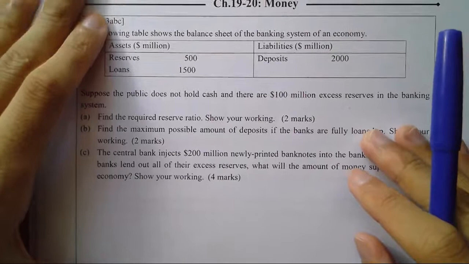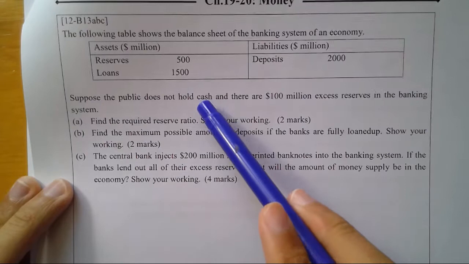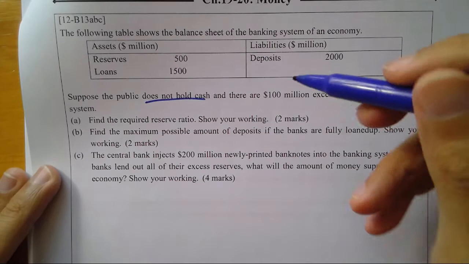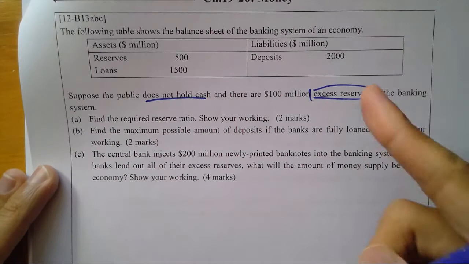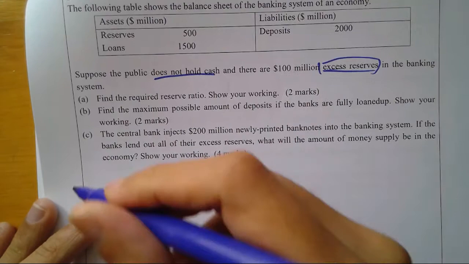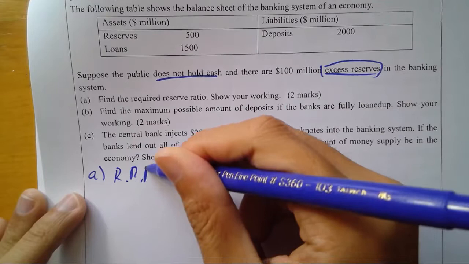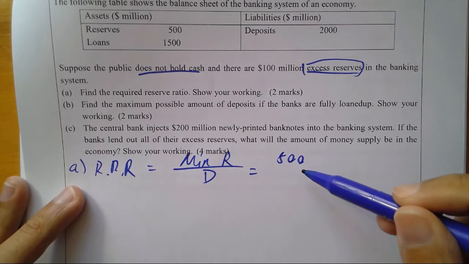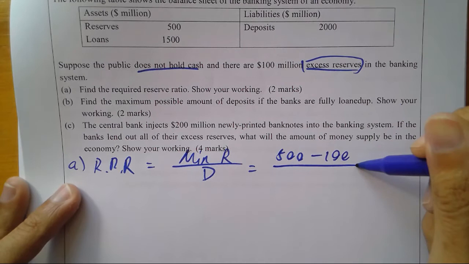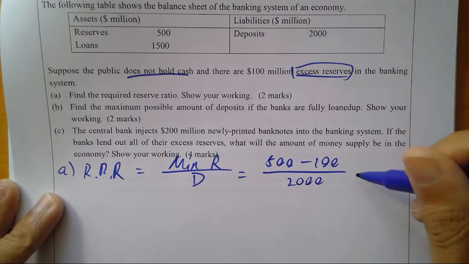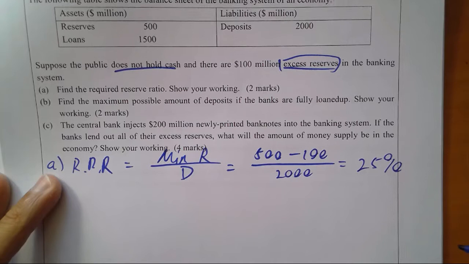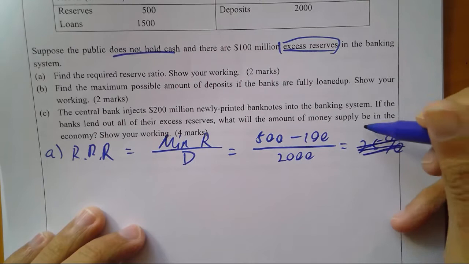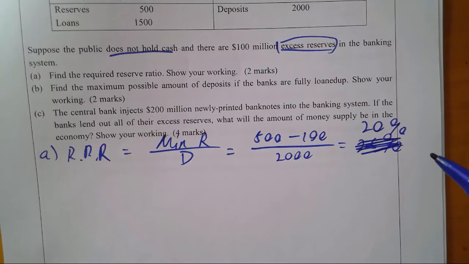Okay, now, this is the original balance sheet. Suppose the public does not hold cash. Now, very important, does not hold cash. And there is 100 excess reserve in the banking system. Now, therefore, first, we find the required reserve ratio, the RRR. Remember, required reserve ratio means minimum reserve divided by deposit. Minimum reserve in our case is 500, but then we are holding 100 excess reserve, so minus 100, divided by deposit, and that should give us 25%. Is that right? Let's see. No, 20%, sorry. It should be 20% as the minimum requirement. Okay, so this is part A.